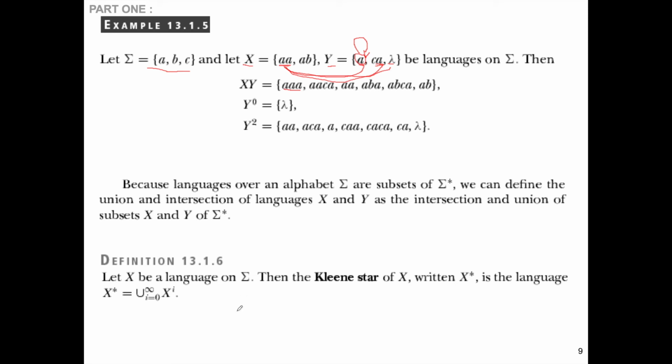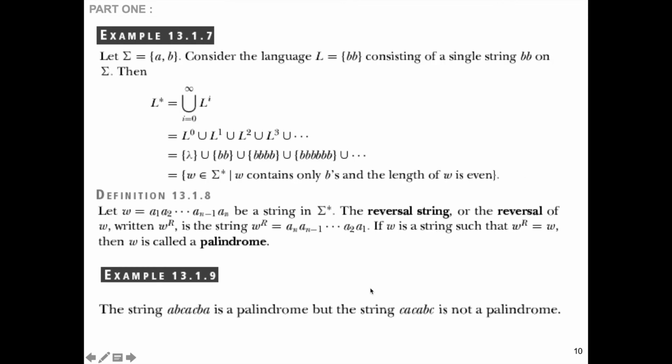All right. This can be represented again whenever you have a concatenation between a set and itself. We can use the Kleene star. So here, let's suppose I have sigma with A and B. Consider the language that we have is BB. So we have a single string BB on sigma. Now L star will equal L0 union L1 union L2, where we do not stop, infinite.